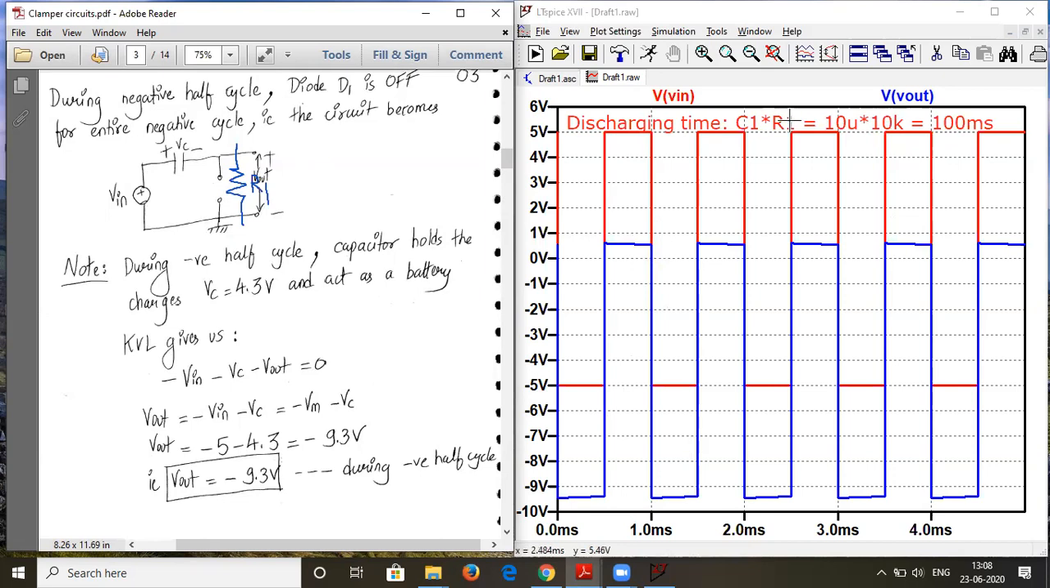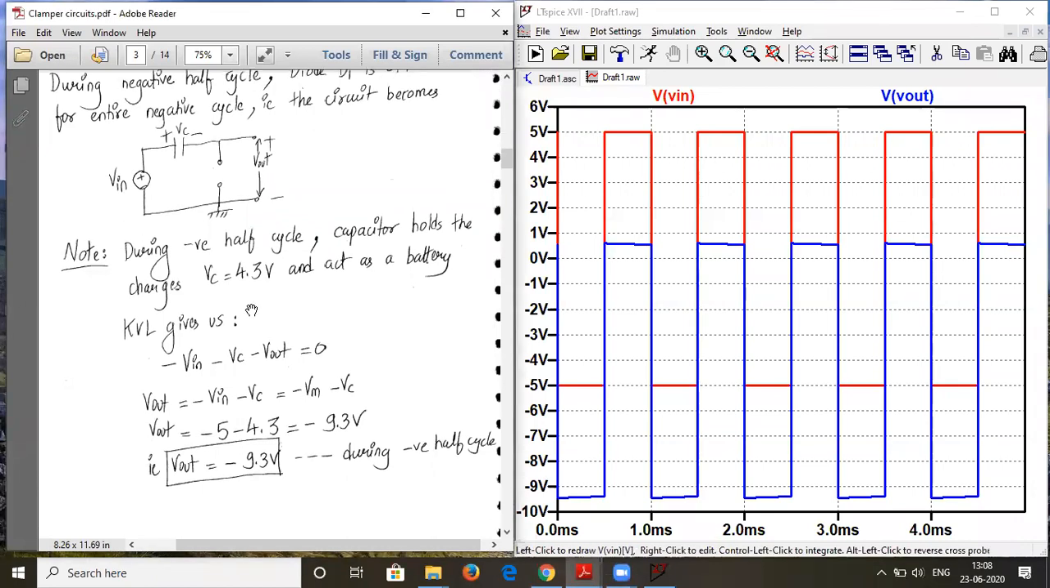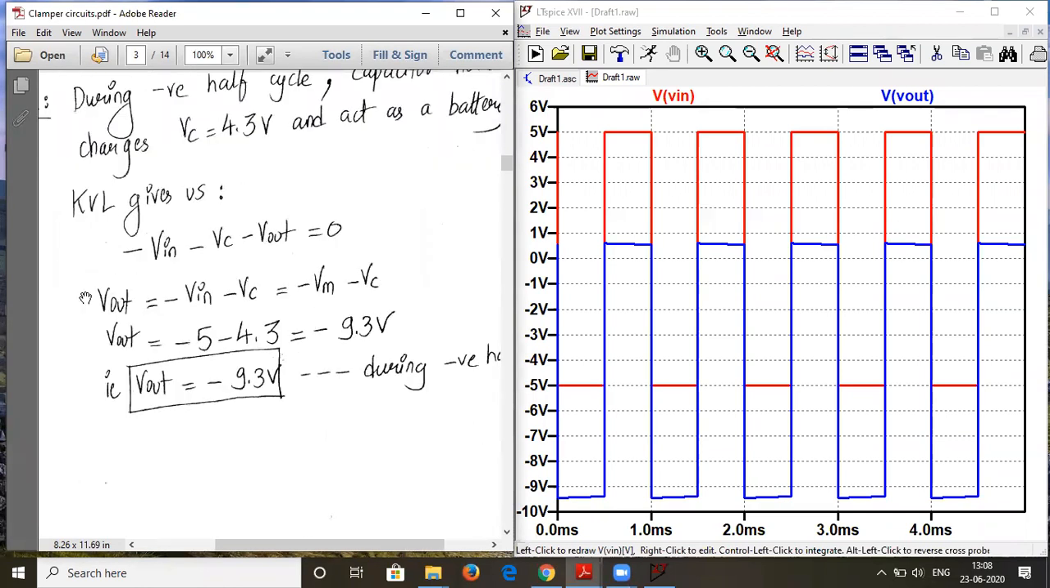Now I can remove those annotations. Let me just clear that out. Yeah, better. So during the negative half cycle, the KVL will look like V in minus Vc minus V out is equal to 0. So what is my V out? V out will be equal to minus V in minus Vc, where minus V in is nothing but minus Vm, and minus Vm is nothing but minus 5. So minus 5 minus 4.3 will become minus 9.3.